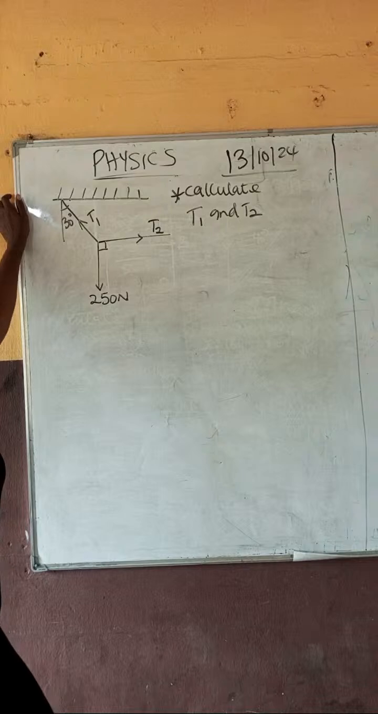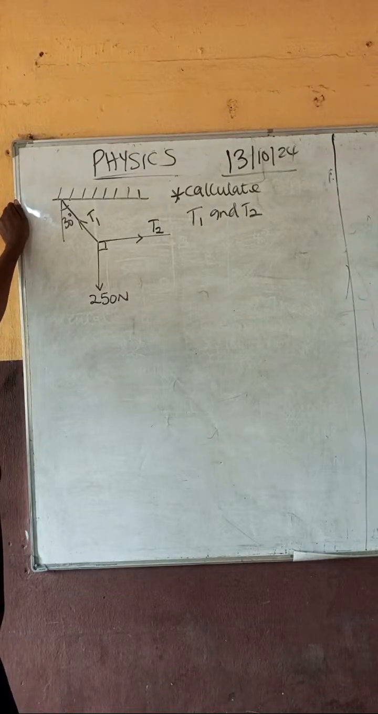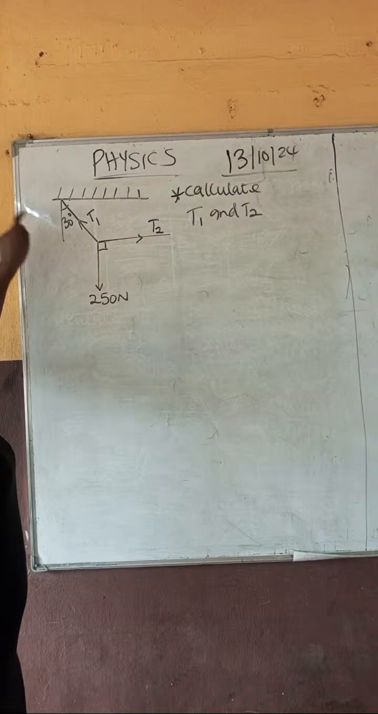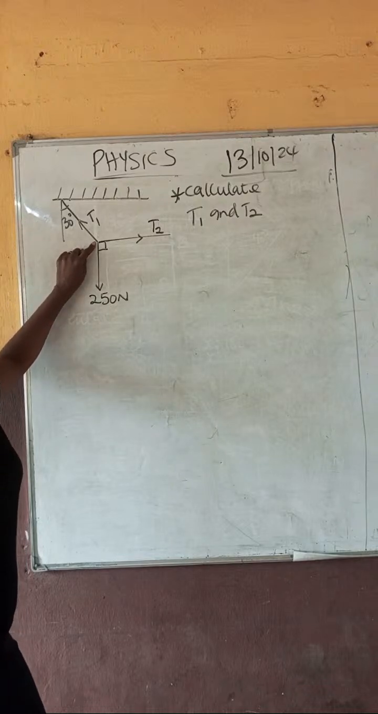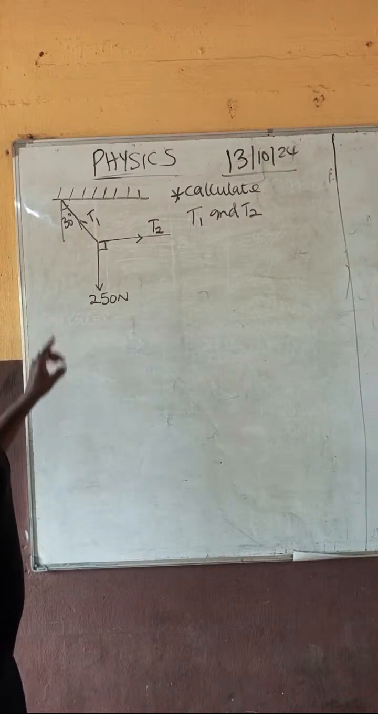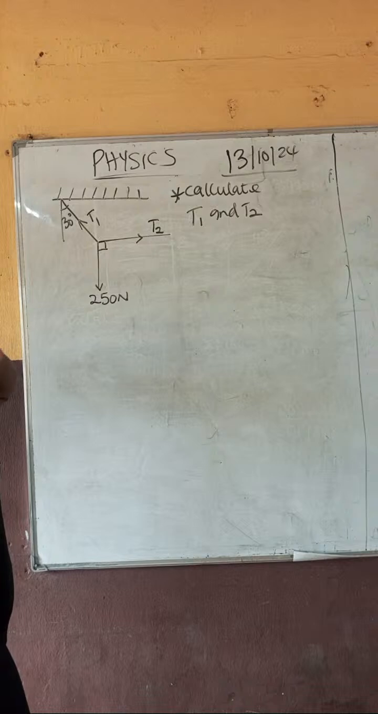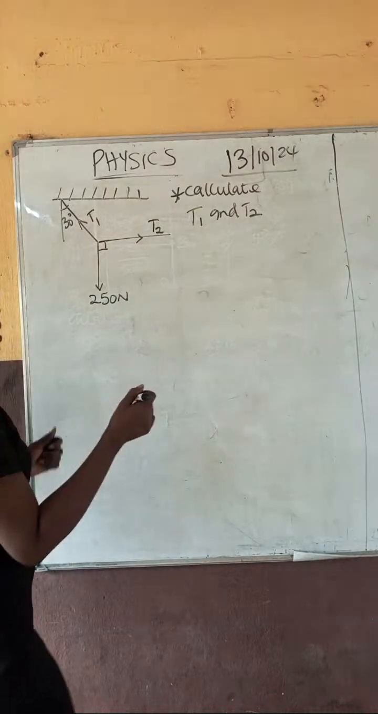All right, look at this diagram. The diagram goes this way. What are we going to do? We are going to form a triangle. But don't forget that this is a right angle. So when you're making a triangle, you must not forget that, okay? So now, this force of 250 Newton is acting down. So we take it down.